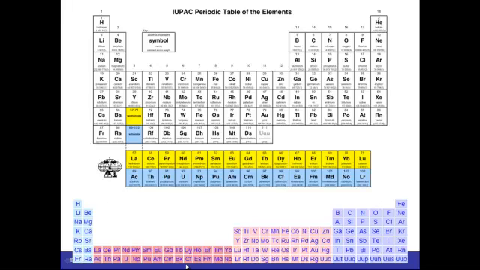If we place them in their correct place, you can see these internal transition metals would fit into the periodic table just like this. They would kind of split the periodic table.